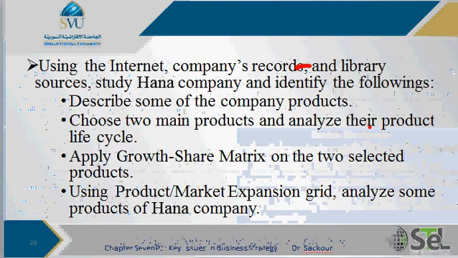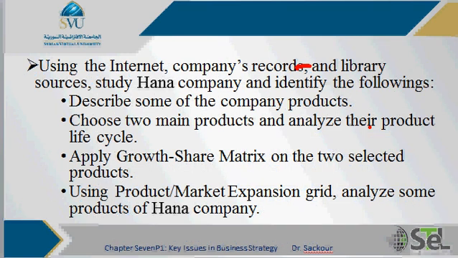Using the internet and the company's records and library sources, study the Hana company and industry and identify the following. Try to use different sources of information and gather data about Hana Meat. Describe the main company product. Identify its main market.